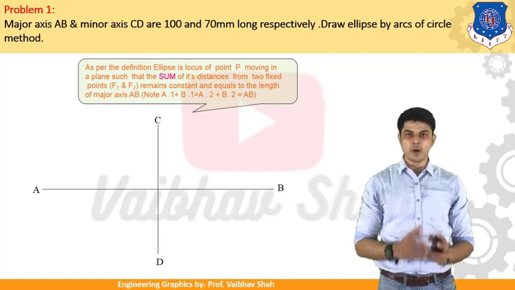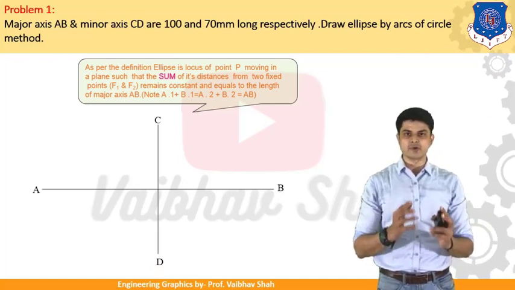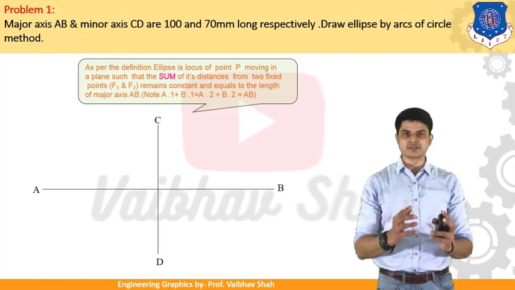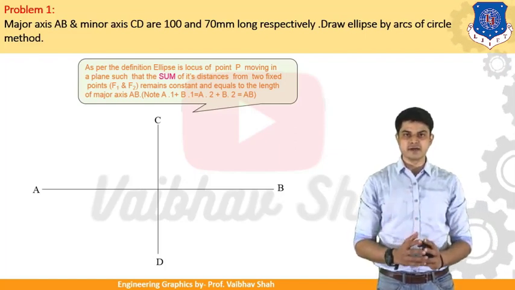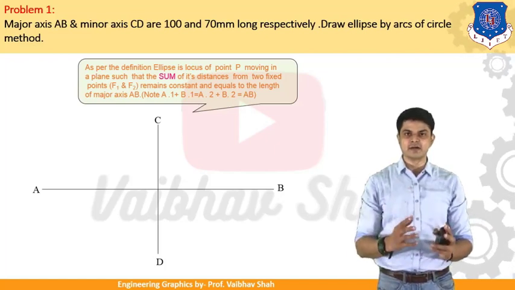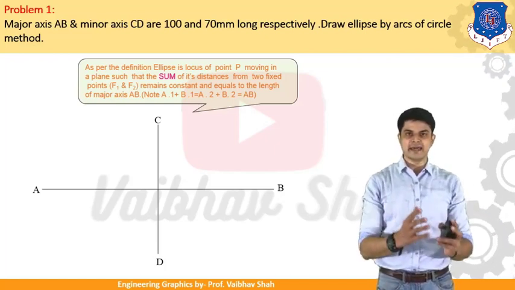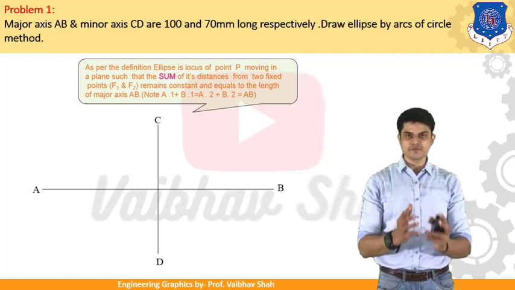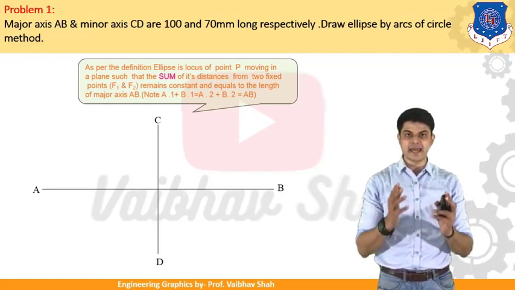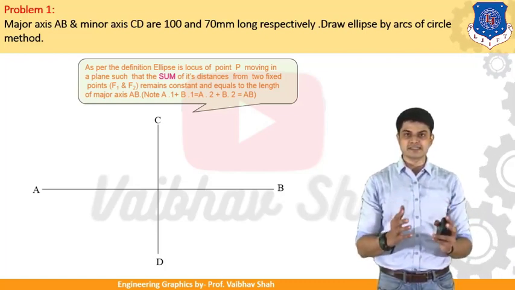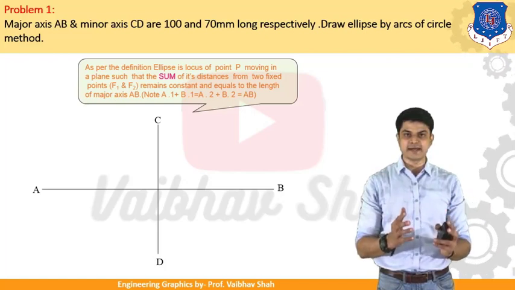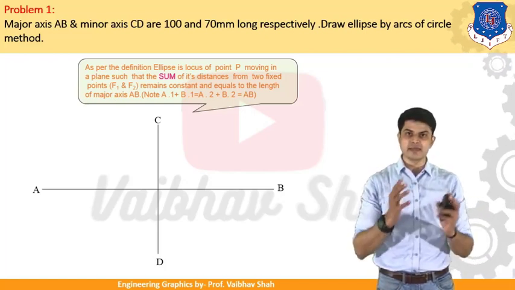Now thereafter, always remember, we require a total of 3 data in order to construct our ellipse. First, its major axis, second, its minor axis, and third, the focal points F1 and F2. Here, the focal points are not given in your example. So the first task for us is to find out the focal points F1 and F2.